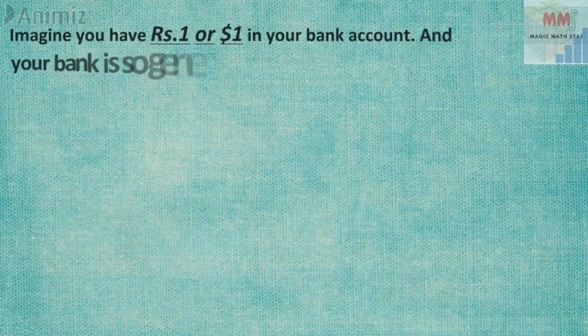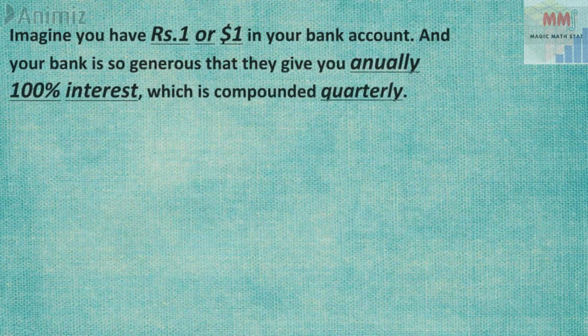Now the initial amount stays the same, $1 or 1 rupee. The annual interest stays the same, that is 100%. But now the interest is compounded quarterly. So now one time period is made of 3 months, because 1 year is made of 12 months, and a quarter of the year, which is 1/4 of the year, is made of 3 months. So in this case, we have 4 time periods in a year.